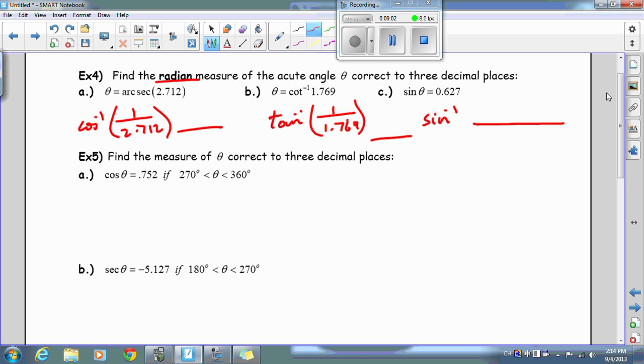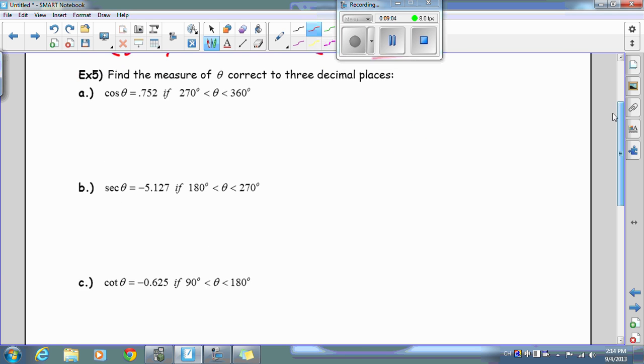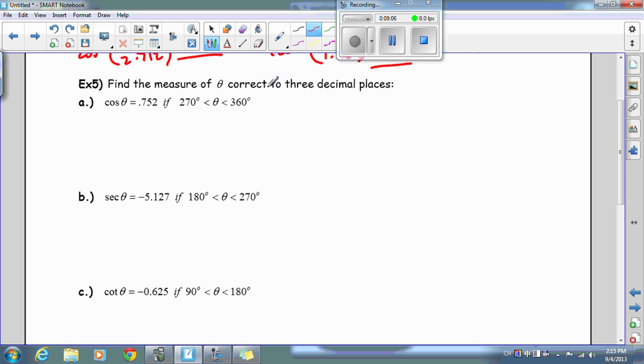Now here's the challenging part. This time we need to find the measure of theta in a specific interval. The first one says cosine of theta is equal to 0.752. 0.752 is the positive value. Remember, which line represents your cosine? This is your cosine, your x value, and this is your sine. If the cosine is 0.752, apparently it's somewhere here.